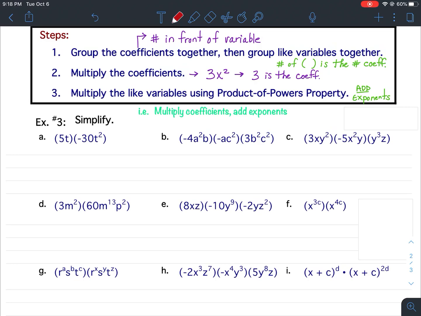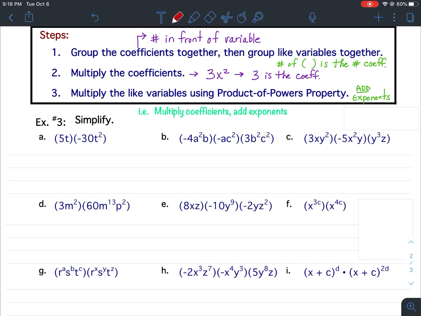So again, to multiply monomials, we're going to group everything together, group our coefficients together, group our like variables together. Then we are going to multiply the coefficients. After we multiply the coefficients, we're going to add the exponents of the like variables. So let's start with example 3a.